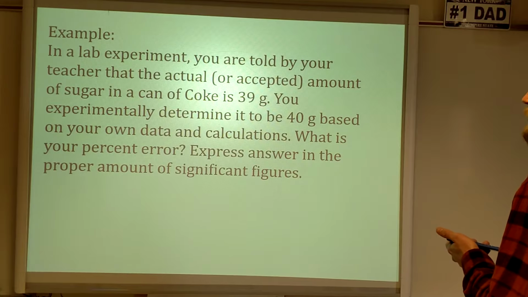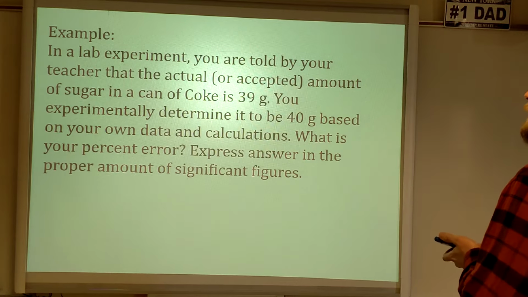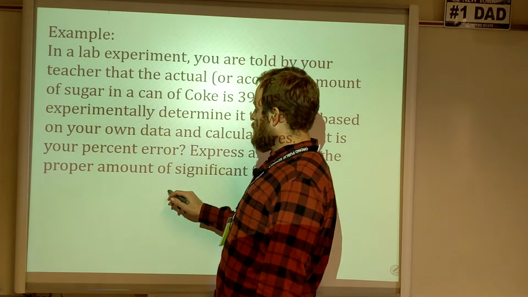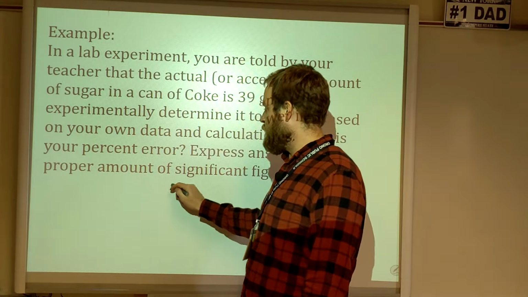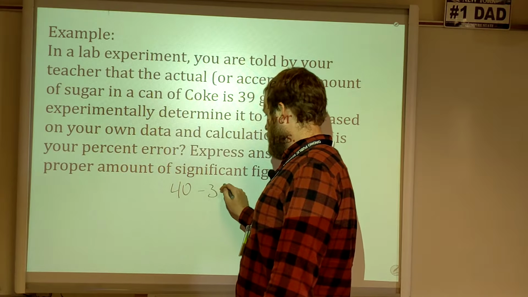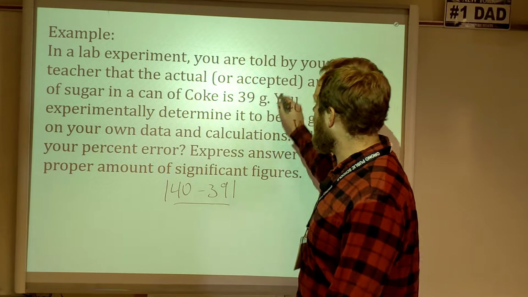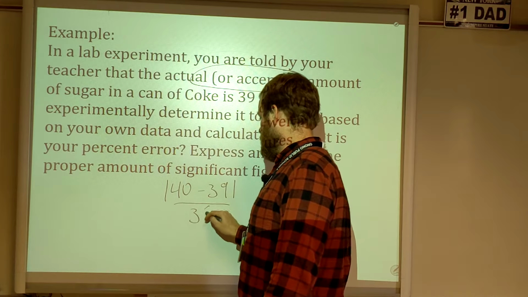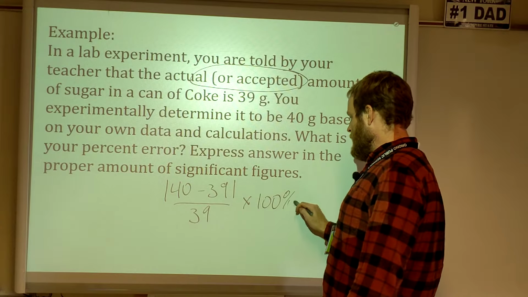So in a lab experiment, you're told by your teacher that the actual or accepted amount of sugar in a can of Coke is 39 grams. You experimentally determine it to be 40, so just find the difference. The difference is 1, obviously, right? It doesn't matter whether it's positive or negative, just make it positive. 40 minus 39, absolute value bars. Then you divide it by the accepted value again. So that's 39. And then you have to multiply it by 100 in order to get it in a percent form.